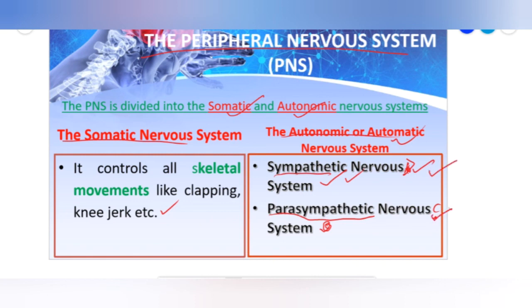Instead of increase in blood pressure that happens here, decrease in blood pressure will occur here. Instead of inhibition of flow of saliva that happens here during the emergency stage, what will happen here? Increase in flow of saliva. So what this one does is to redo all the activities that the sympathetic nervous system has done. That's the function of the parasympathetic nervous system. It returns the body to normalcy. So these are the two types of the autonomic nervous system.